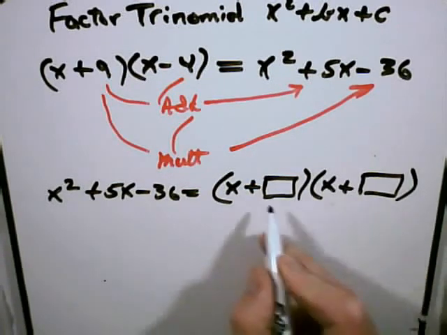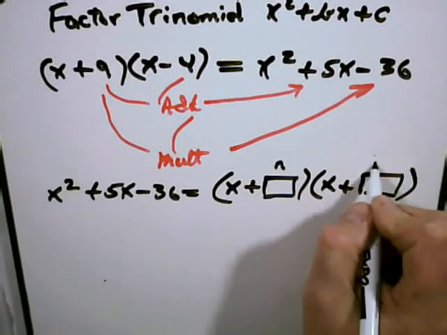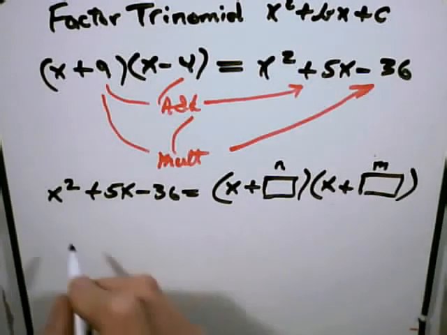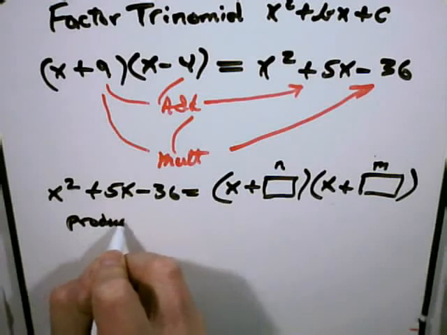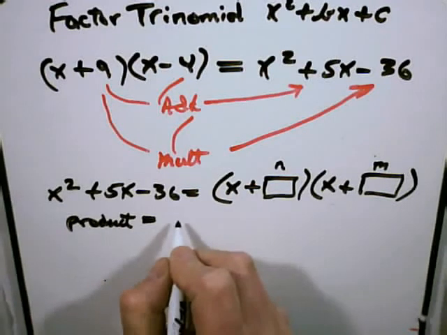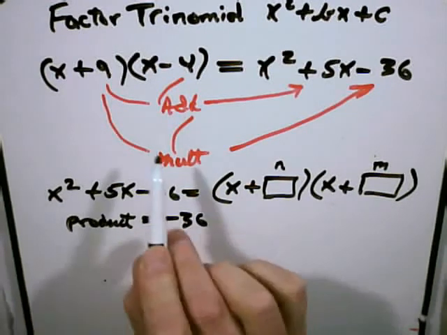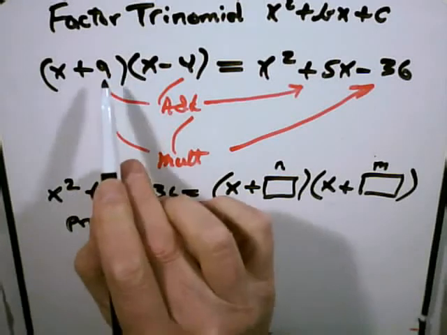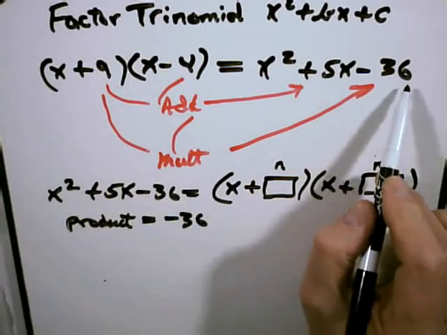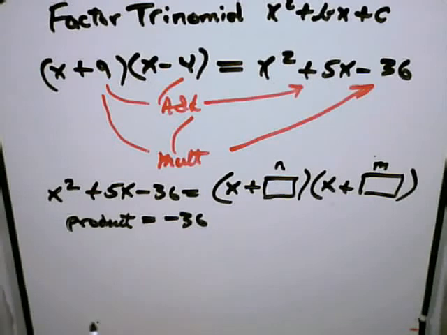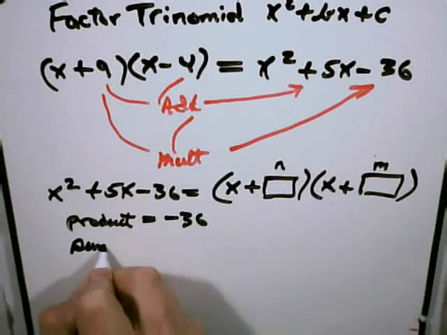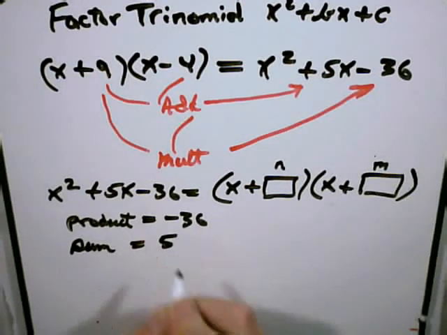So we have to find these two numbers here. I'll call them n and m. I want the product of those two numbers to be equal to negative 36, because when you multiply them together, 9 times negative 4 is negative 36. And we want the sum of them to be equal to 5.